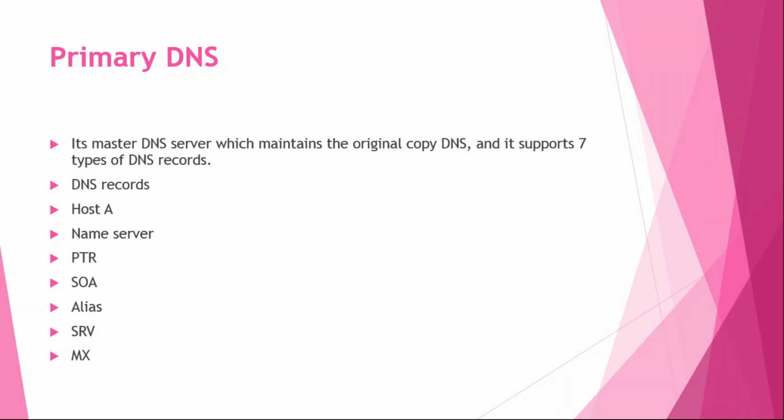The 7 records are, number 1, host A record. Second is name server. Third is PTR, fourth SOA, start of authority, then alias record, SRV record, service record, and MX record, mail exchange. So all these 7 records work in the main DNS server, that is called the primary DNS server.